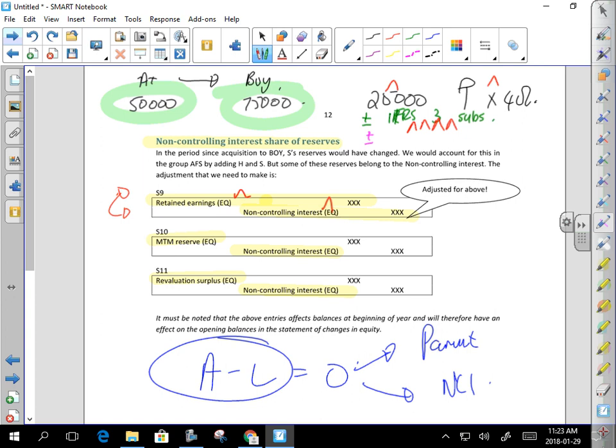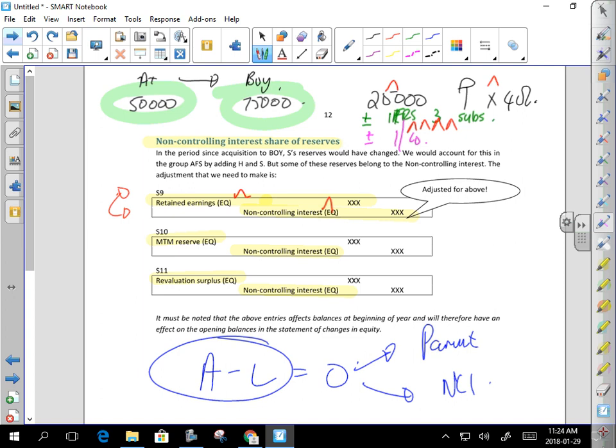Plus or minus the effect of your intercompanies. More specifically, plus or minus the effect your intercompany had on retained earnings for the first one, mark to market for the second one, reval surplus for the third one. They were all retained earnings, weren't they? Okay. Plus or minus the effect that your intercompanies had on retained earnings. But please, only for those intercompanies where S made the profit.